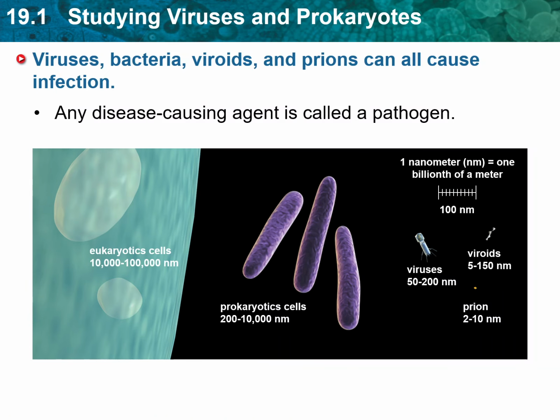Main idea: Viruses, bacteria, viroids, and prions can all cause infection. You are probably familiar with terms like virus and bacteria, but you may not know exactly what they are. A virus is an infectious particle made only of a strand of DNA or RNA surrounded by a protein coat. Bacteria, on the other hand, are one-celled organisms that can also cause infection. Any living organism or particle that can cause an infectious disease is called an infectious agent or pathogen.